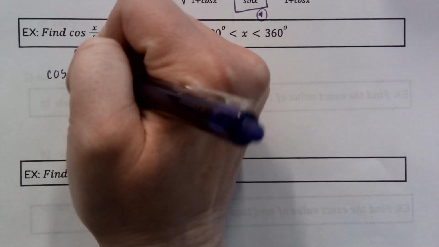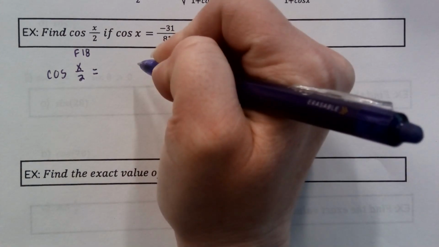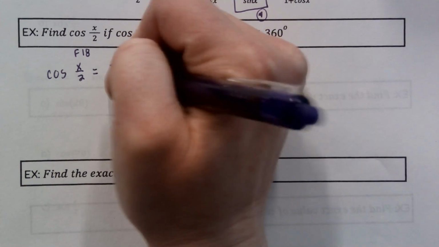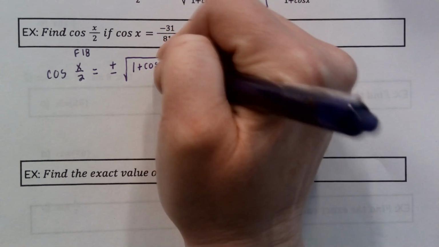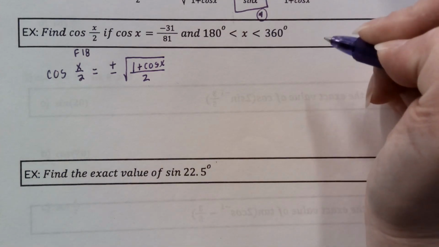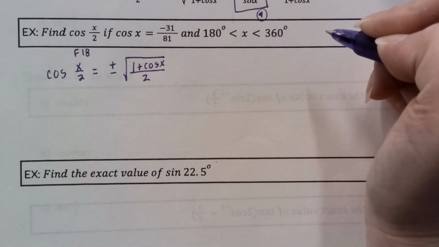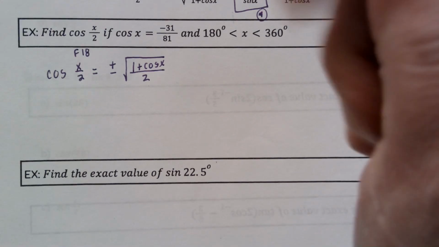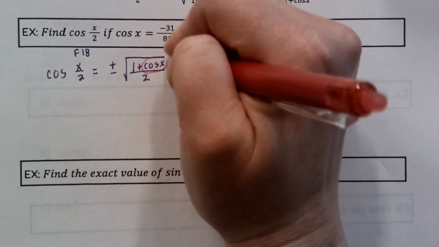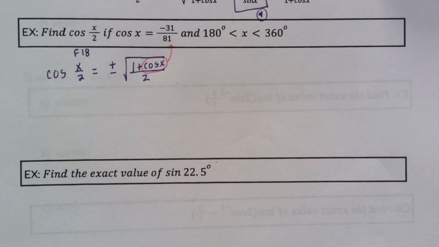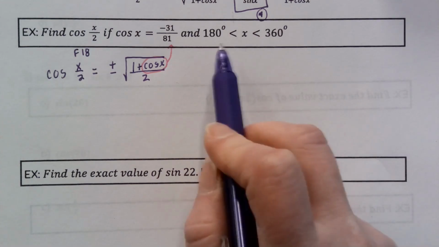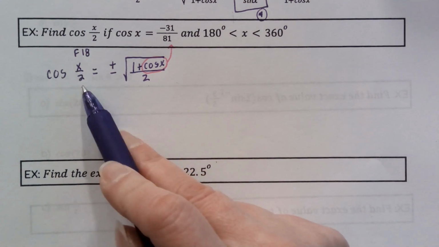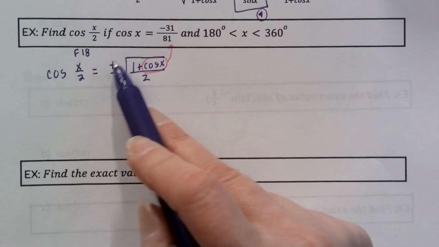So let's start by writing down the cosine of x over 2 formula, which if you look at formula 18 on your formula sheet, says plus or minus the big square root of 1 plus cosine x over 2. So it's a big square root of a fraction. Now clearly it's kind of nice. They already give me cosine of x, which is just going to be replaced with negative 31 over 81. It's the plus or minus where this part comes into play. If this is x over 2, I need to figure out if this is going to be positive or negative. They give me this setup.